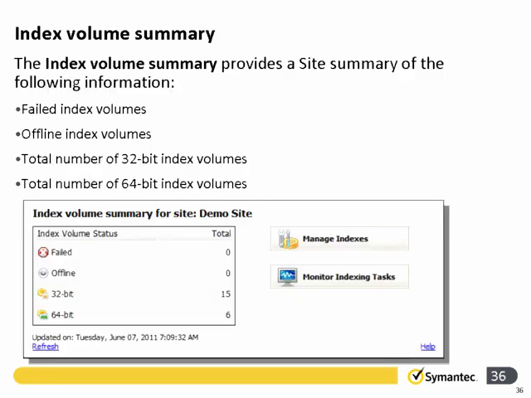Another tool that we can use is the index volume summary. The index volume summary provides a site summary that shows you all of the failed index volumes, all of the offline index volumes, the total number of 32-bit index volumes in your environment, as well as the total number of 64-bit archive indexes or index volumes that you have in your site. Also, you can launch the Manage Indexes tool or the Monitor Indexing Task tool from the Index Volume Summary.